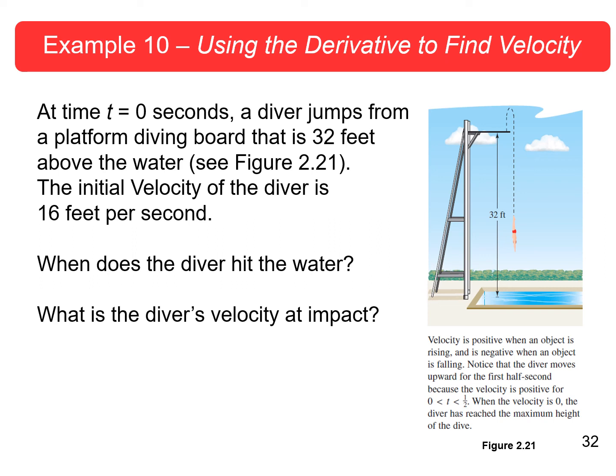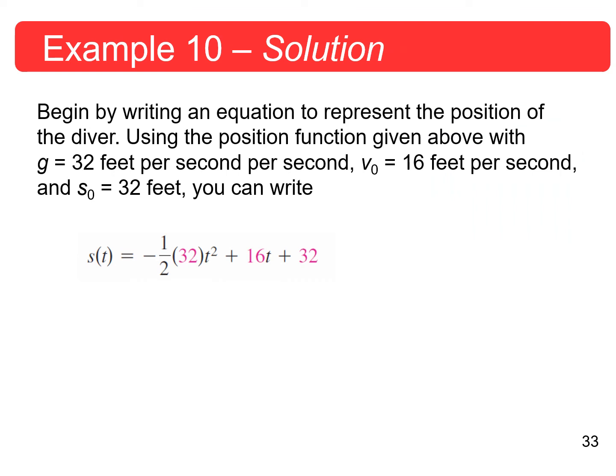At time t equals 0, a diver jumps from a platform diving board that is 32 feet above the water. The initial velocity of the diver is 16 feet per second. When does the diver hit the water, and what is the diver's velocity at impact?